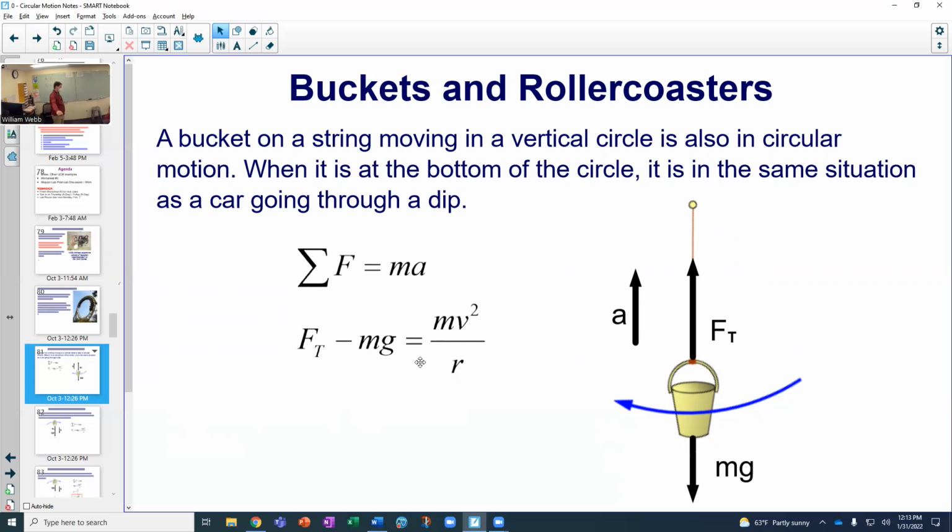As you're swinging it around, would it pull harder or less? Harder. It would be harder than if you're just holding it, right? Because it's trying to go down and you're stopping it from going down and you're bearing its weight. Does that make sense? What about at the top? What does it feel? Lighter.